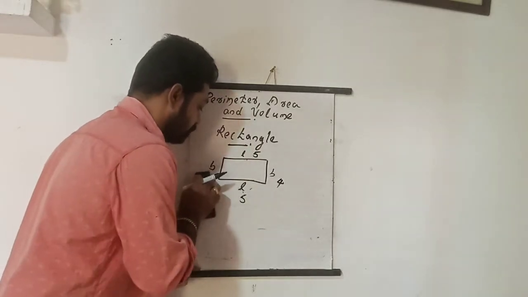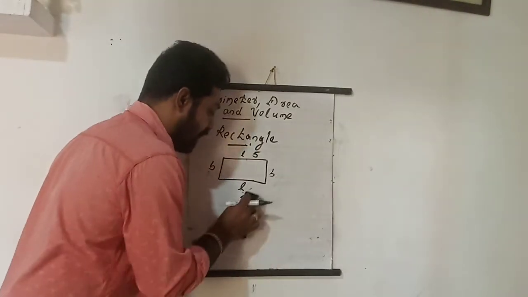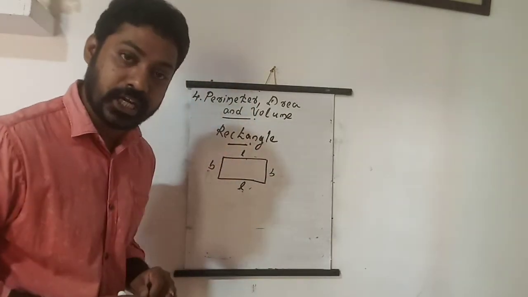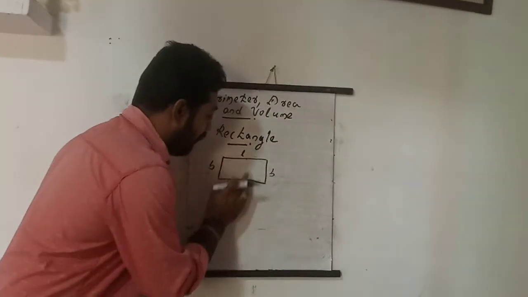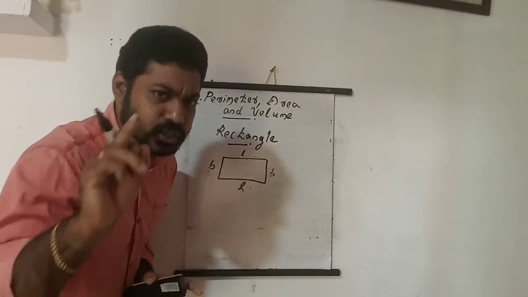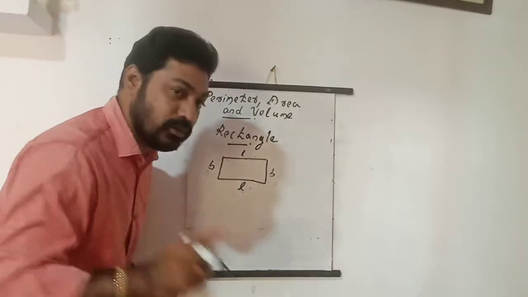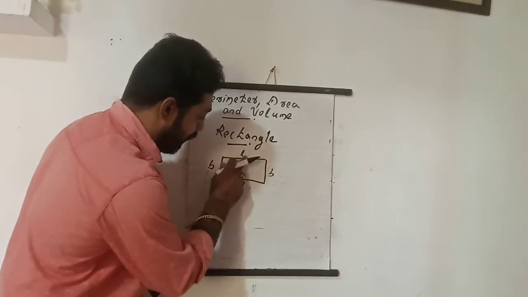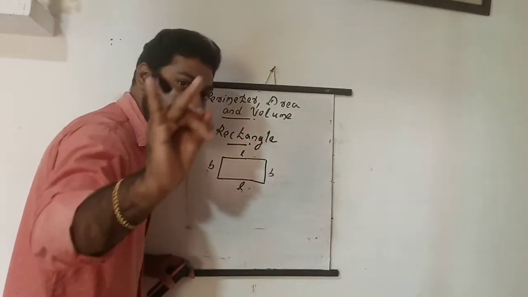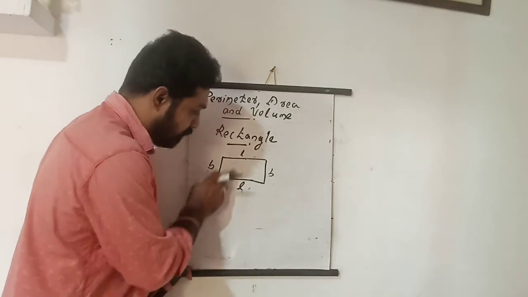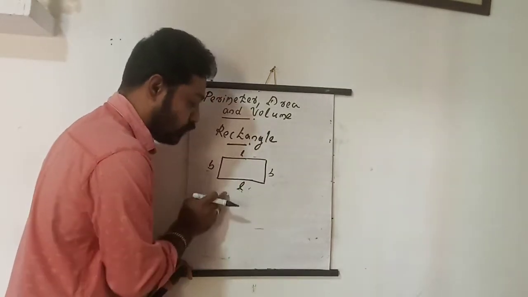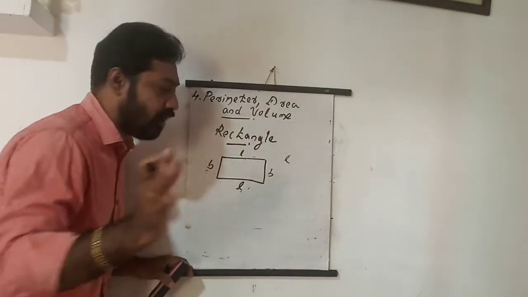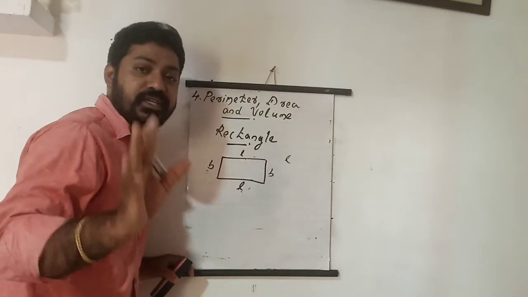So opposite sides of a rectangle are equal. We can see 2 L's and 2 B's here. Now we are going to study an equation. This equation is very important. So 2L is there, 2B is there. How many L's? 1, 2. How many B's? 2 B's. So we can write to find out the perimeter of this rectangle.